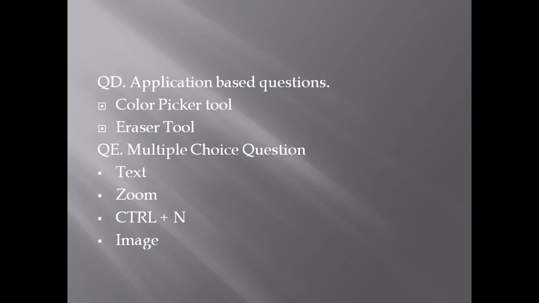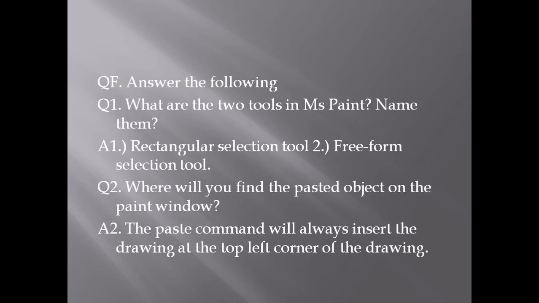Again I repeat questions D and E. Question D, number 1, color picker tool. Question D, number 2, eraser tool. Fine. Question E, number 1, text. Number 2, zoom. Number 3, Control N. Number 4, image. Hope children you have written this. One more thing, children: I'm going to put the answer key in the ERP so you can check it out. Let us now do the answer the following questions.